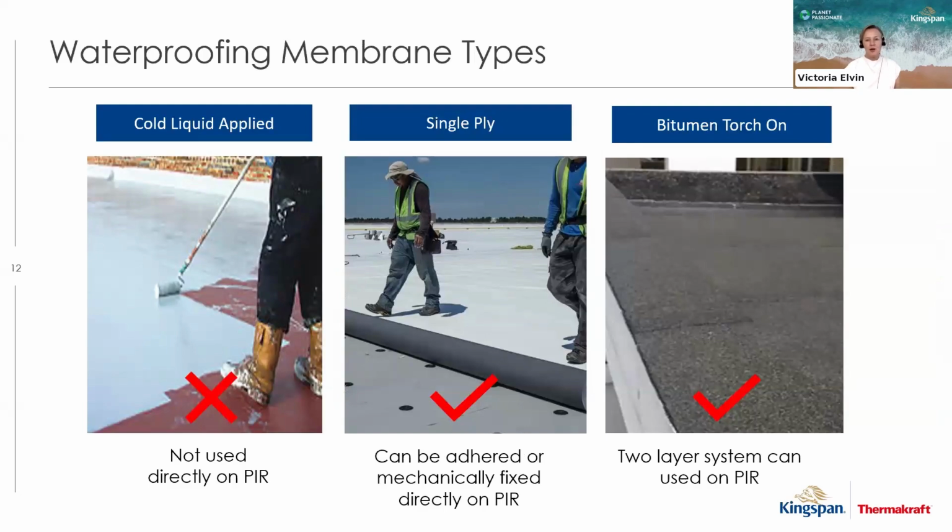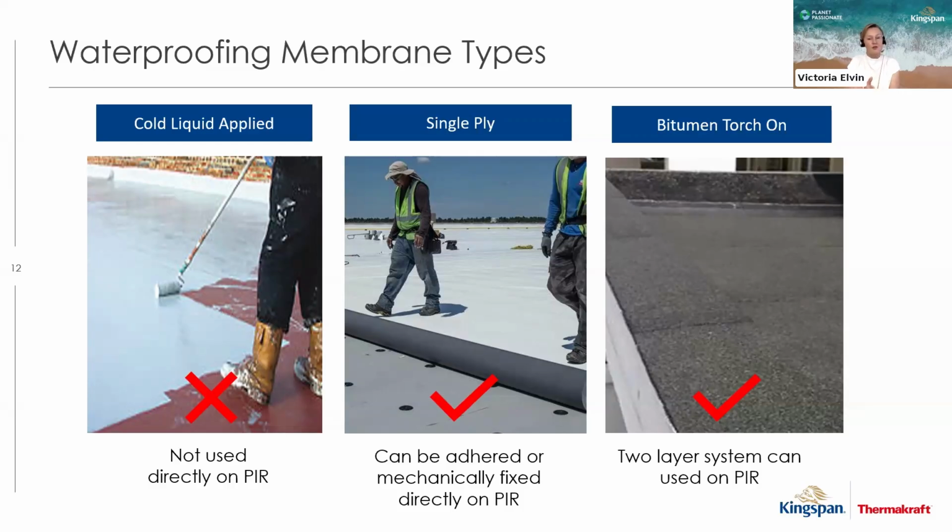For waterproofing membranes, cold liquid is a coating that cures to form a rubber-like waterproof membrane. It can go over many substrates such as concrete. It's considered to have less fire risk. It's fast and easy to apply. It can be applied over existing roofs. But Kingspan does not support the use of liquid membranes direct to PIRs. It's not considered robust enough.